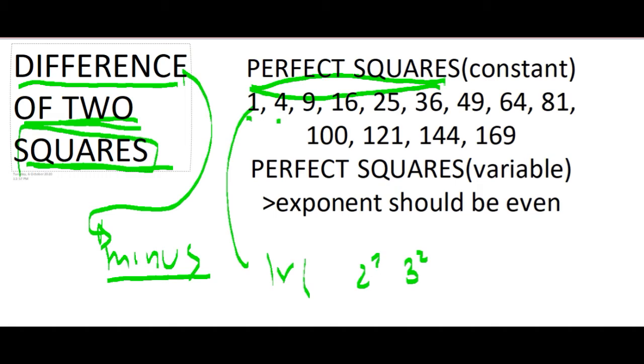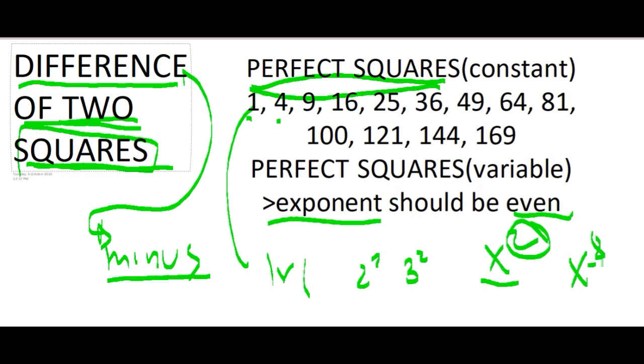Kailangan tumingin ka dun sa exponent ng variable. For example, x raised to 2. This is a perfect square since the exponent of x is 2, at ang 2 ay even number. So, x raised to 8 ay a perfect square din, kasi even number siya. Lahat ng exponent na pwede mong i-divide sa 2 ay can be considered as a perfect square.